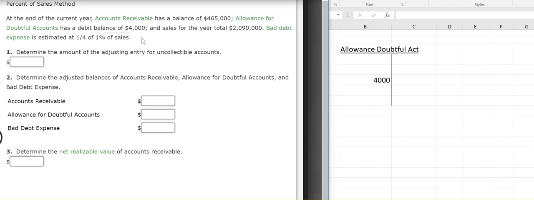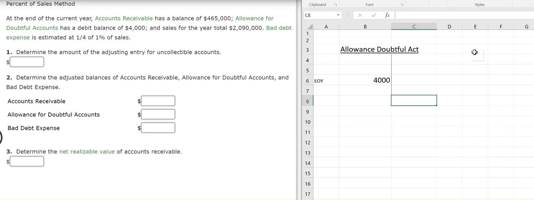So in this example, if I'm going to plug in the numbers here, we have how much is the sales? It says here that the total amount of sales is 2,090,000. So I'm going to plug in, actually I'm going to do it here. Sales are 2,090,000. Three zeros, right? Okay, and what is the percentage?